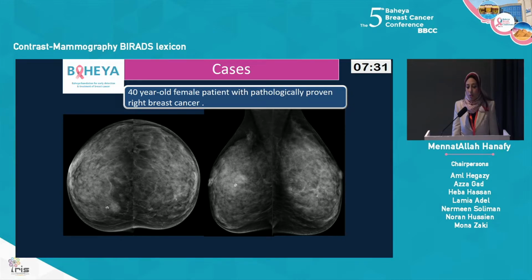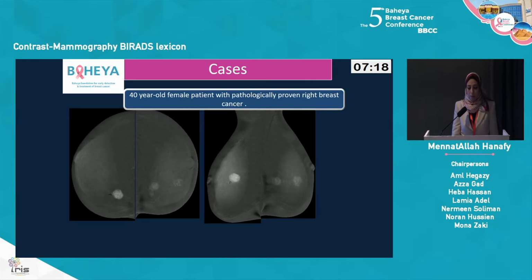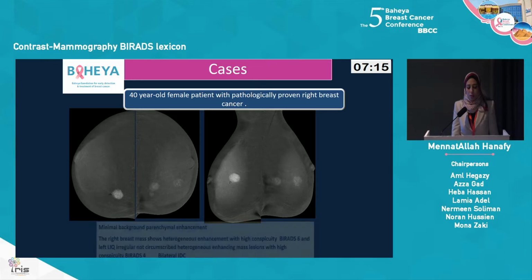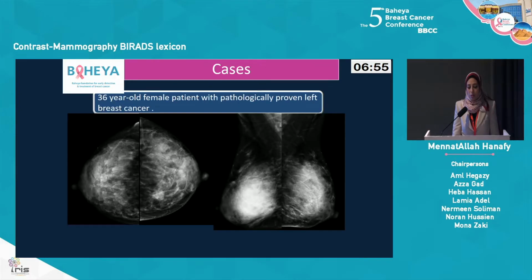40-year-old female patient with pathologically proven right breast cancer. Her mammography and low-energy images revealed right upper inner quadrant irregular indistinct mass lesion. The recombined images revealed minimal background parenchymal enhancement. The right breast mass shows heterogeneous enhancement with high conspicuity by RAS 6, and left lower inner quadrant irregular not circumscribed heterogeneous enhancing mass lesion with high conspicuity by RAS 4. Final pathology was bilateral invasive duct carcinoma.